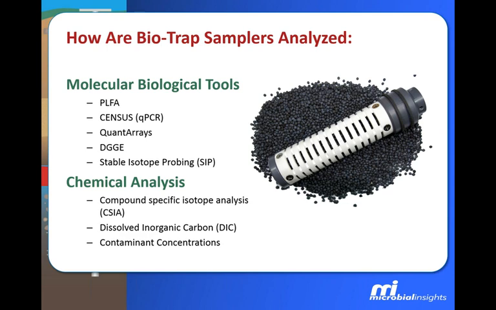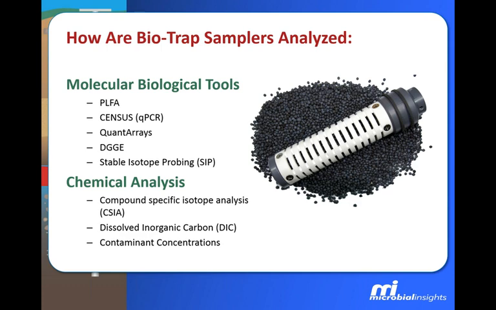Once the biotraps are retrieved, as I said earlier, we can do chemical analysis. We can use molecular biological analysis. Here's just an example of some of the types of things that can be done. The beads, for example, can be extracted for lipids. They can be extracted for DNA. They can be extracted for stable isotope compounds, and then use PLFA analysis, qPCR, quant arrays, DGGE, any of those types of molecular biological tools.